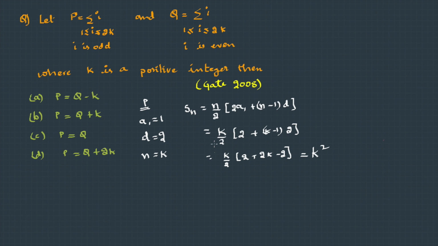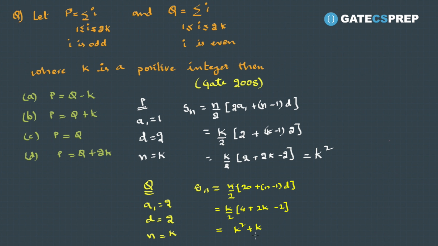On the same lines, when you solve for Q, the first term will be 2 because it's an even number. And here the common difference is again 2 because it's 2, 4, 6, 8 and so on. And n will be k. And here Sn becomes k square plus k. From these two we can write P is k square and Q is k square plus k. Therefore, if I substitute this over here, we can write Q is P plus k or P is Q minus k. That's option A.